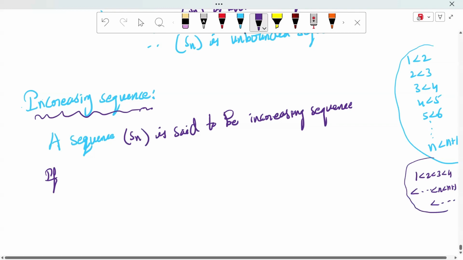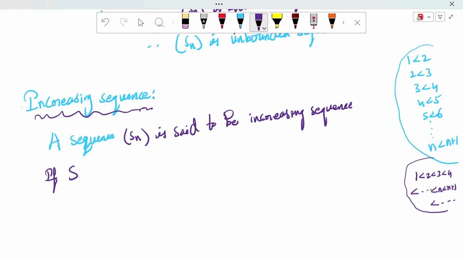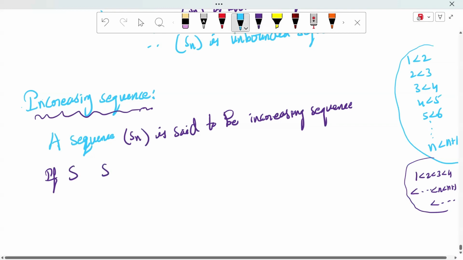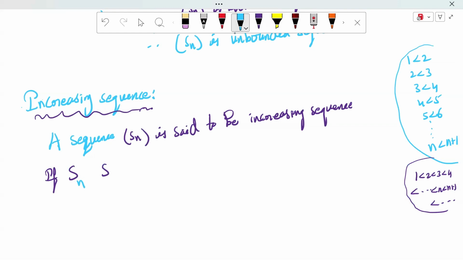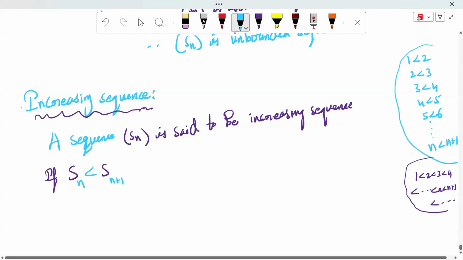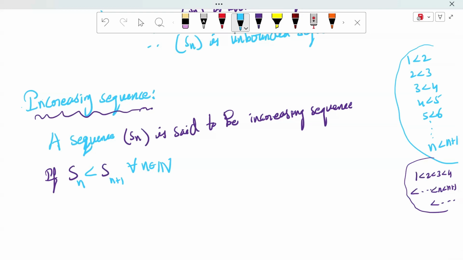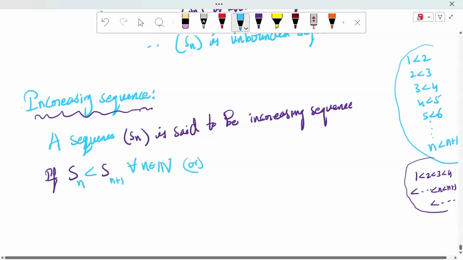ఈ మోడల్లో ఉంటుంది ఇంక్రీజింగ్. కానీ Sn is less than Sn plus 1 for all n belongs to natural number. It is nothing but increasing sequence. Or for example, 3 less than 4 అన్నారు. 4 minus 3 వాల్యూ ఏమవుతుంది సార్? ఇట్ ఈస్ గ్రేటర్ దాన్ 0 అవుతుంది. దట్ కాన్సెప్ట్.